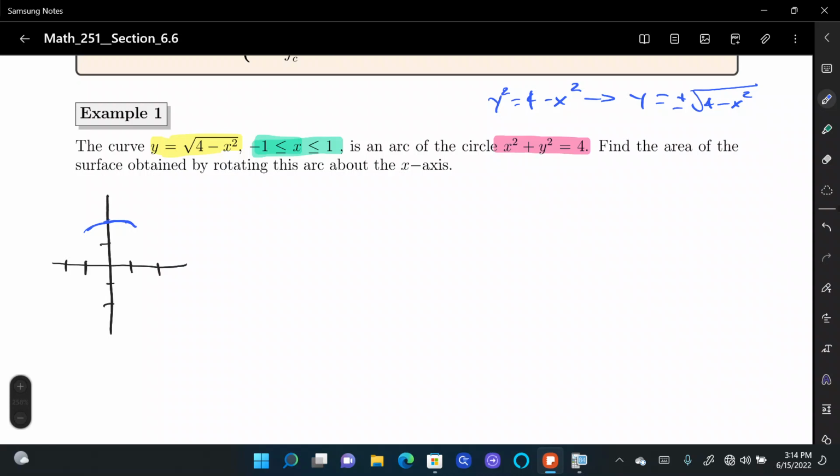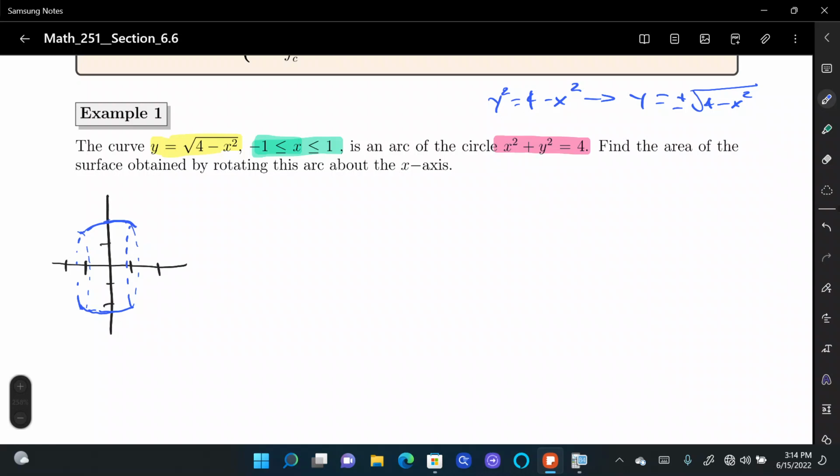Now, this is being rotated about the x-axis. That is, it's going to do this, right? This is my x-axis, and the rotation goes like this. That means it's going to look like this, and the other end is going to look like that. Using a little bit of our imagination.